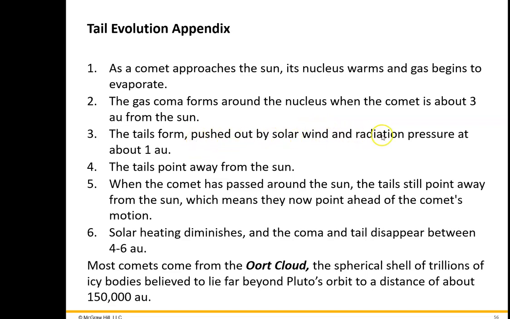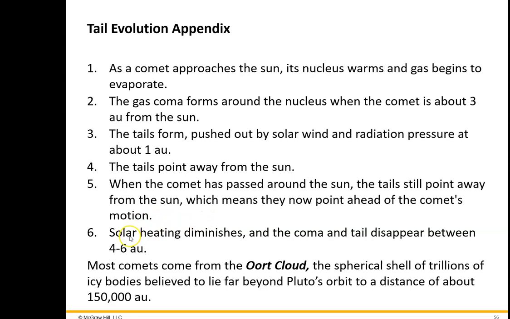But the pressure from the sun, from just the light of the sun, pushes the tail away from the direction of the sun. So the tail always points away from the sun. When the comet passes around the sun, the tail still points away from the sun, which means it'll tend to point ahead of the comet's motion, which is really strange to look at, because you normally think of the tail as behind it.